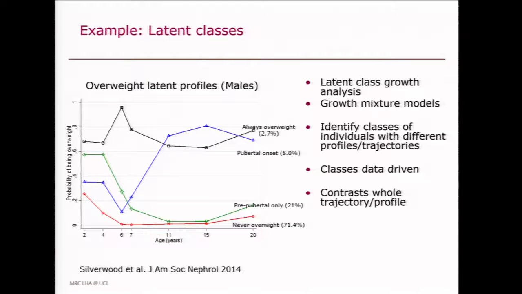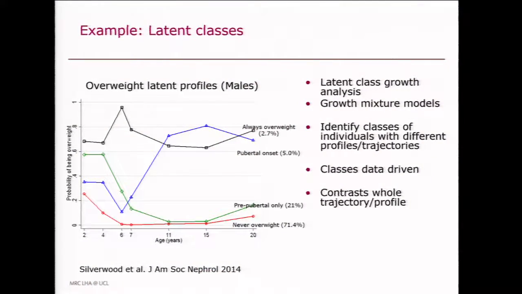Another approach to summarizing the trajectories is to extract latent classes, either using latent class growth analysis or growth mixture models. So Di showed this example, which are overweight latent profiles that were extracted by Richard Silverwood. Now, of course, these classes tend to be data-driven, and they contrast the whole trajectory. So you can't pick out specific aspects of the trajectory because you've got to compare whole trajectories. And often it depends on how the data-driven classes come out.